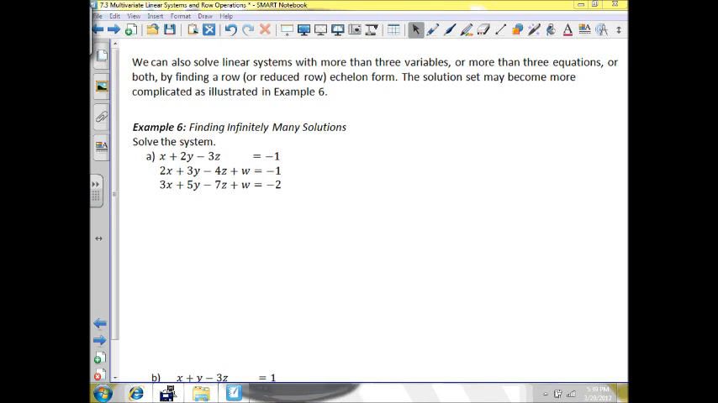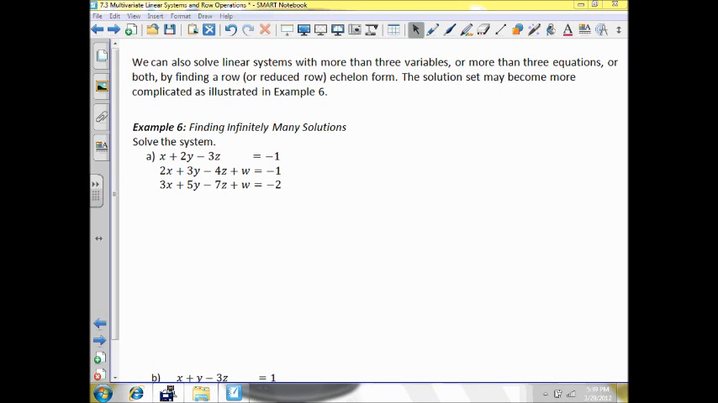For this next example, you're going to need your calculator, so please make sure you have your calculator out as you start. Now, we can also solve linear systems with more than 3 variables or more than 3 equations, or both, by finding a row or reduced row echelon form. The solution set may become more complicated, as illustrated in example 6.